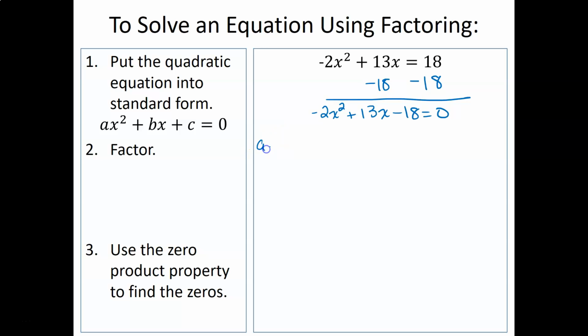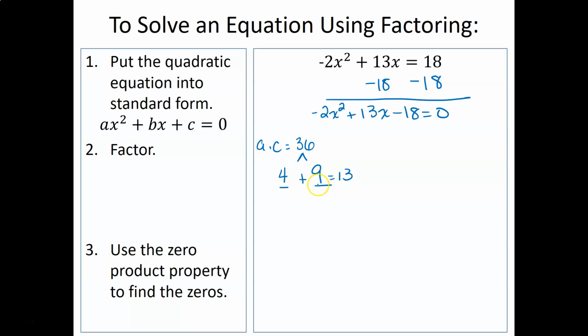I'm going to multiply a times c. Negative 2 times negative 18 is positive 36. I'm looking for two numbers that multiply to be 36 and add to be 13. 1 times 36, no. 2 times 18, no. 3 times 12, no. 4 and 9, ooh, that might be possible. I don't need any negatives here because these numbers are both positive. 4 times 9 is 36, and 4 plus 9 is 13.